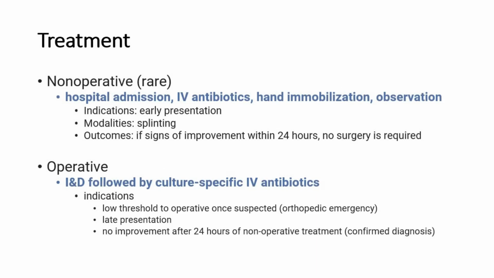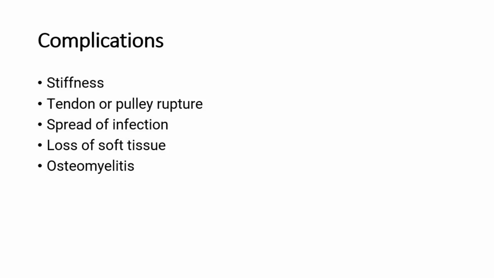Treatment can be non-operative or operative. Non-operative is rare. Includes hospital admission, IV antibiotics, hand immobilization, and observation. This management can be done if there are signs of improvement within 24 hours, so no surgery is required. Most cases are operative management by doing incision and drainage followed by IV antibiotics. The complications of the condition are stiffness, tendon or pulley rupture, spread of infection, loss of soft tissue, and osteomyelitis.